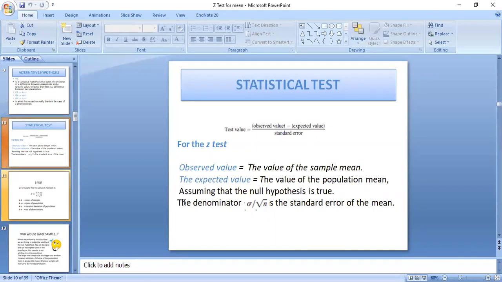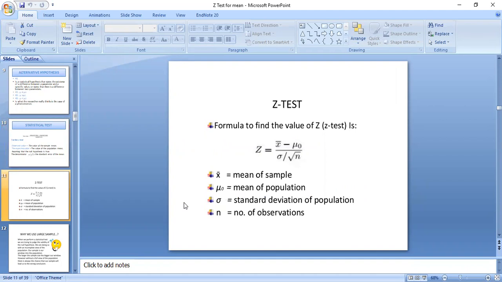In a statistical test, the test statistic equals the observed value minus the expected value over the standard error. For the Z-test, the observed value is the value of the sample mean. The expected value is the value of the population mean, assuming that the null hypothesis is true. The denominator, sigma over square root of n, is the standard error of the mean. Now the formula of the Z-test is x bar minus mu naught over sigma over square root of n, where x bar denotes the sample mean, mu naught denotes the hypothesized population mean, sigma denotes the standard deviation of the population, and n is the number of observations.